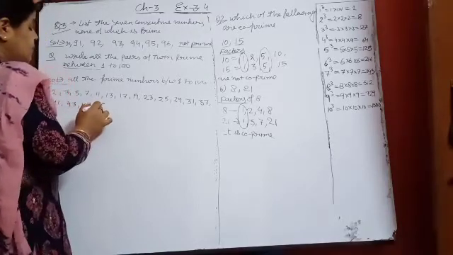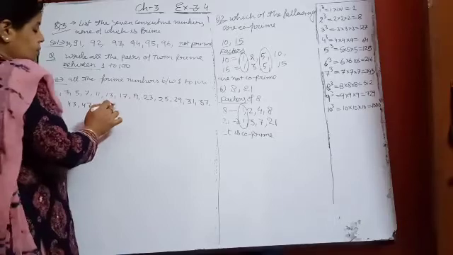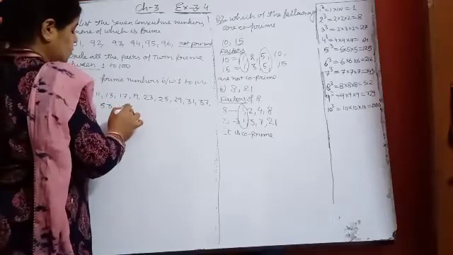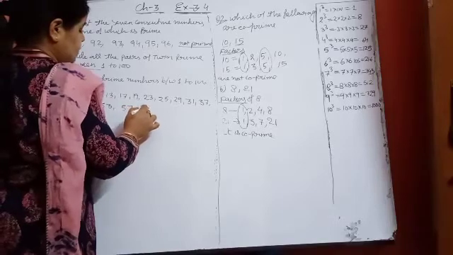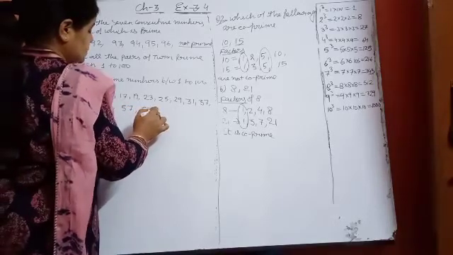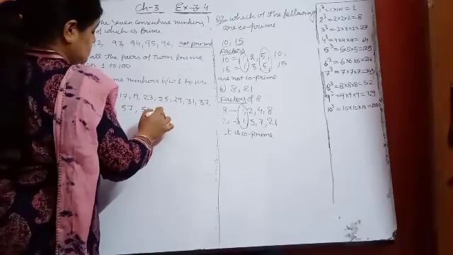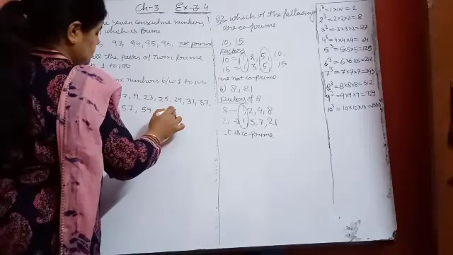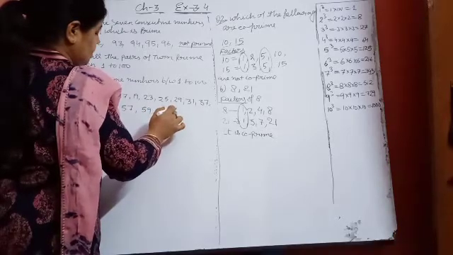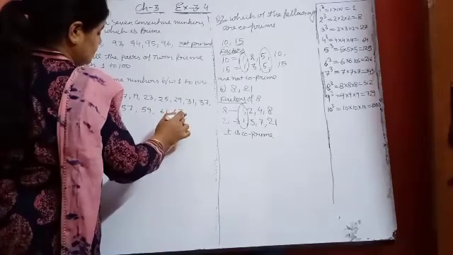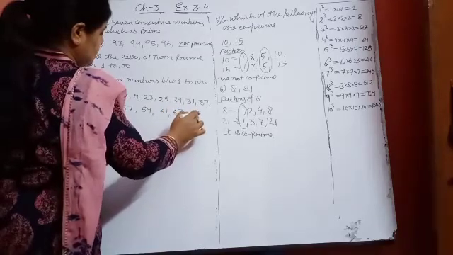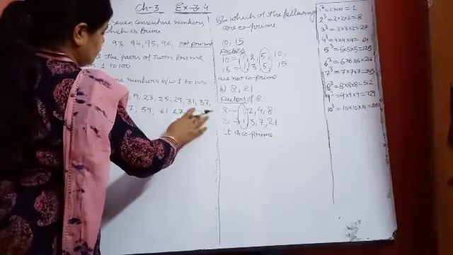51 is not a prime number. 53. 55 not, 57. Okay. 59 is not coming in any table. 59. Then 60, 61. 63 is not a prime number. 65 is not a prime number. 67. Okay. Then 69, which is not a prime number.